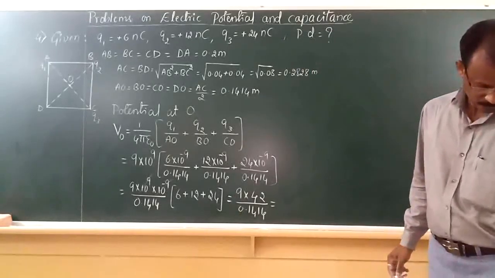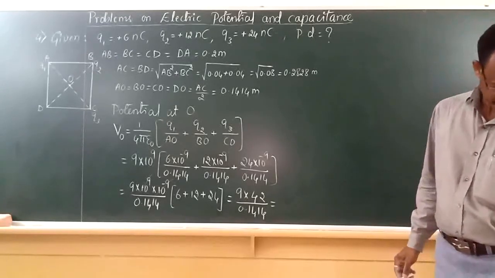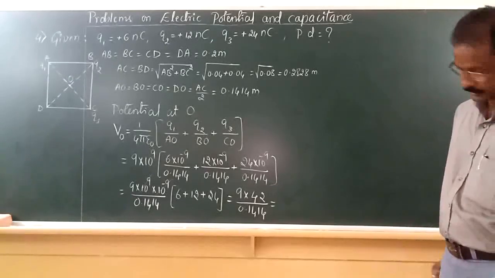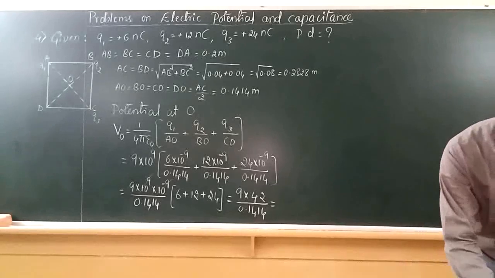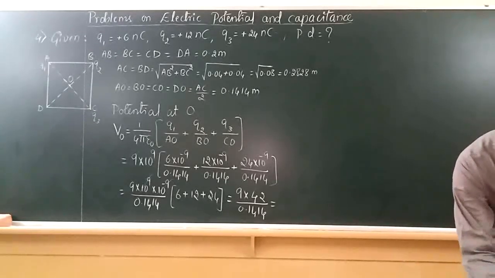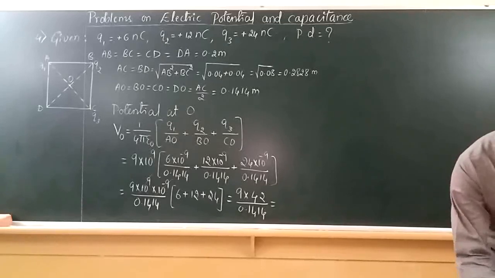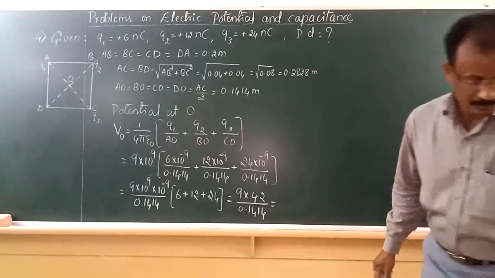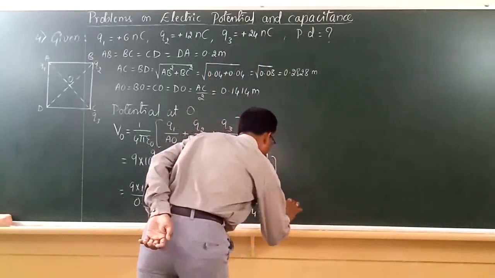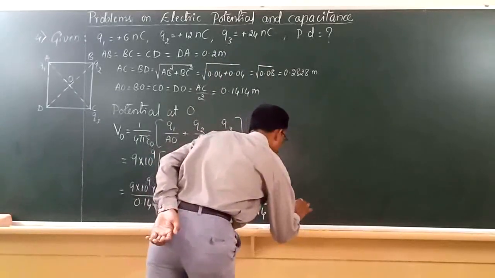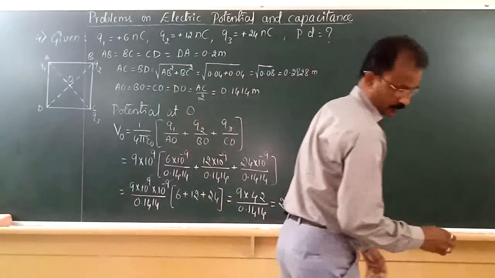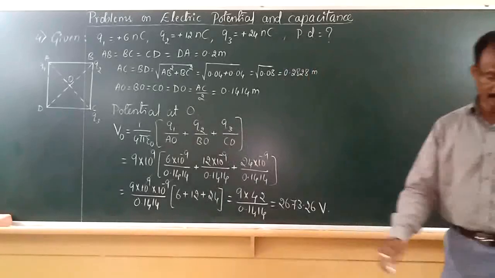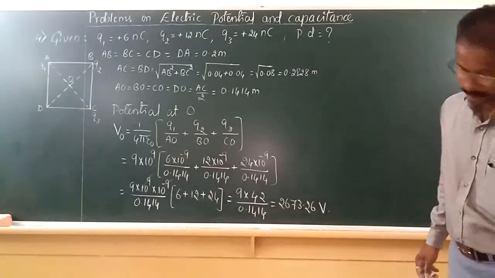So it is 9 into 42 divided by 0.1414, which gives 2673.26. This is the electric potential at the center.